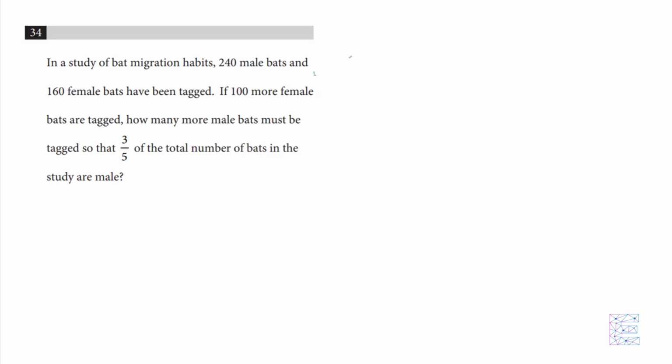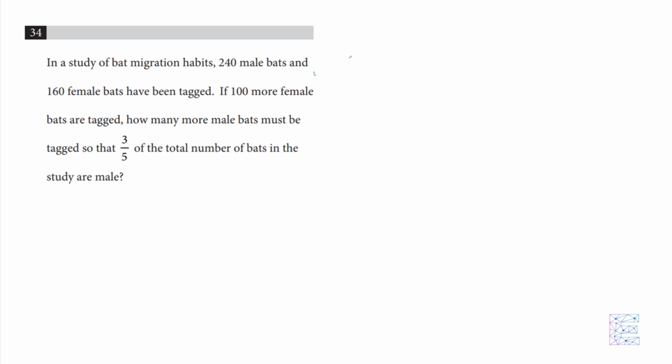In a study of bat migration habits, 240 male bats and 160 female bats were tagged. If 100 more female bats are tagged, how many more male bats must be tagged so that 3/5 of the total number of bats in the study are male? That is a mouthful. We should definitely read this one more time and try to deconstruct what's given and hopefully come up with some equations.